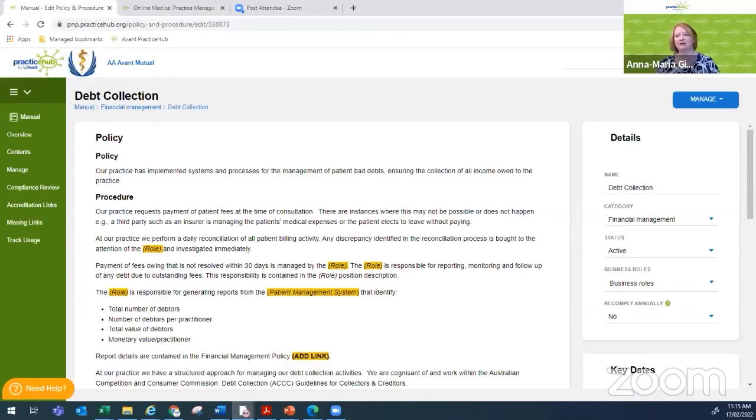But once again, I think being clear, as it says here, our practice requests payment of patient fees at the time of consultation. So that is made clear up front. But I think it's important to document under what circumstances you could raise an invoice instead of payment at the time. Who is responsible for reporting, monitoring and following up the debts that are due? And what are the steps for those follow-ups?